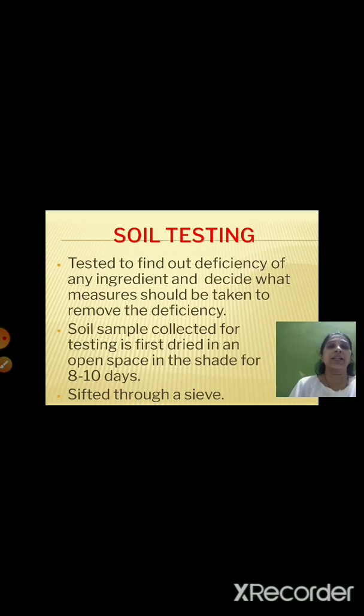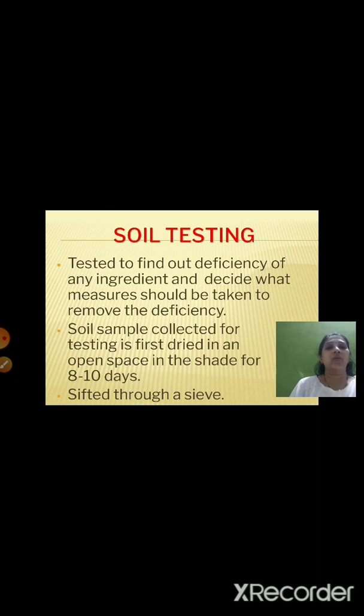Now, how is this testing done? The soil sample is collected first, and then it is dried in an open space in the shade for 8 to 10 days. After it is dried for 8 to 10 days, it is sifted through a sieve. Sifting through a sieve means that if any coarse particles are present in it, they are separated. So for testing, the sample is collected, dried in the open space in the shade for 8 to 10 days, and then passed through a sieve.